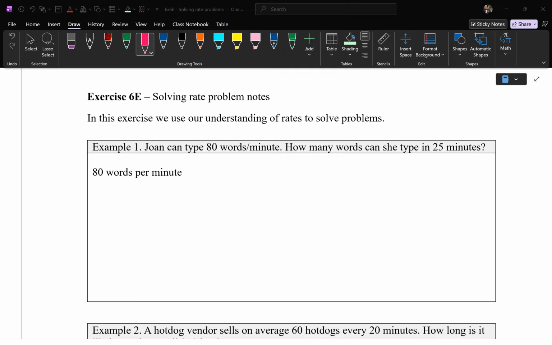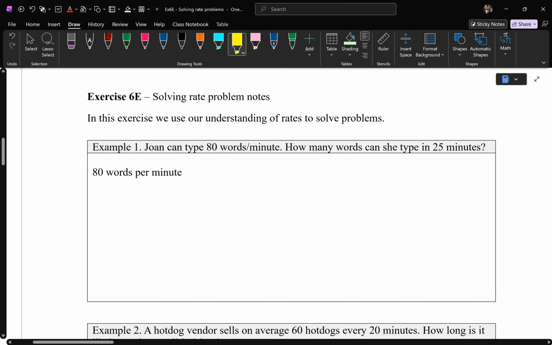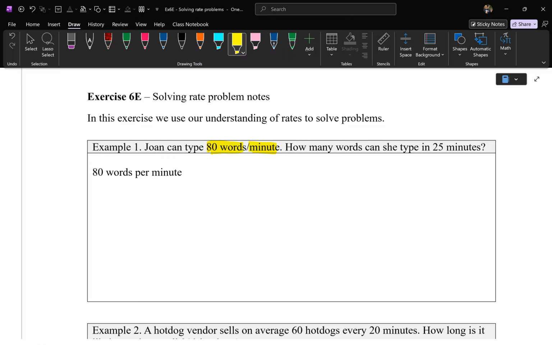For example, in this case, it says that Joanne in example 1 can type 80 words per minute. Okay, so for every minute, Joanne's able to type 80 words, assuming this is consistent throughout and doesn't get fatigued or tired. So the question is then, how many words can Joanne type in 25 minutes if we know her rate is 80 words per minute? What do we do? Fraser.